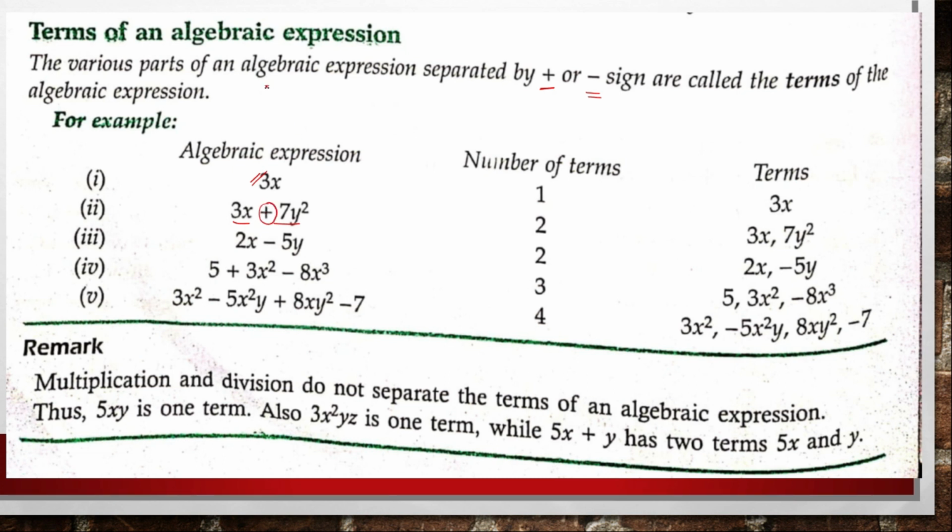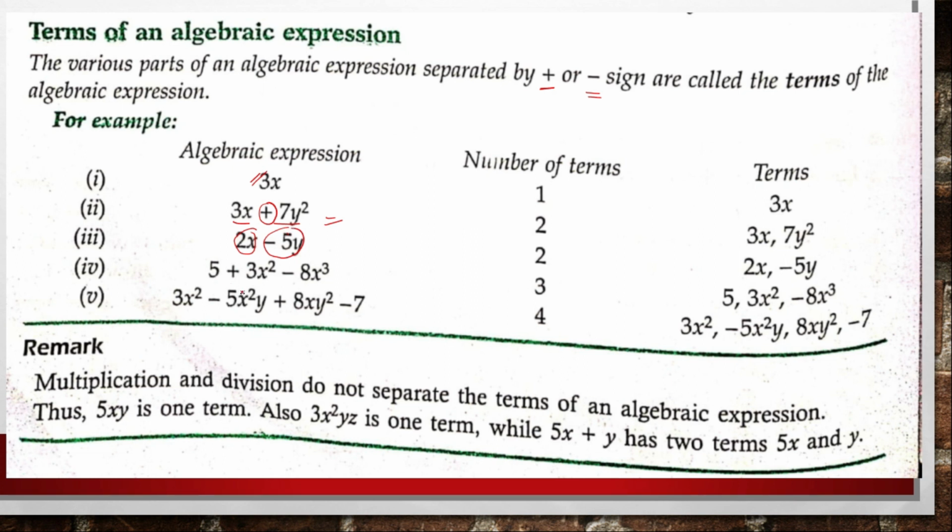Remember, in the topic we have also discussed that the various parts of an algebraic expression separated by plus or minus symbols only are called terms. So here in number 2, two terms are there. One is 3x and the second is 7y square. In the third one also two terms are there. One is 2x and the second is minus 5y.